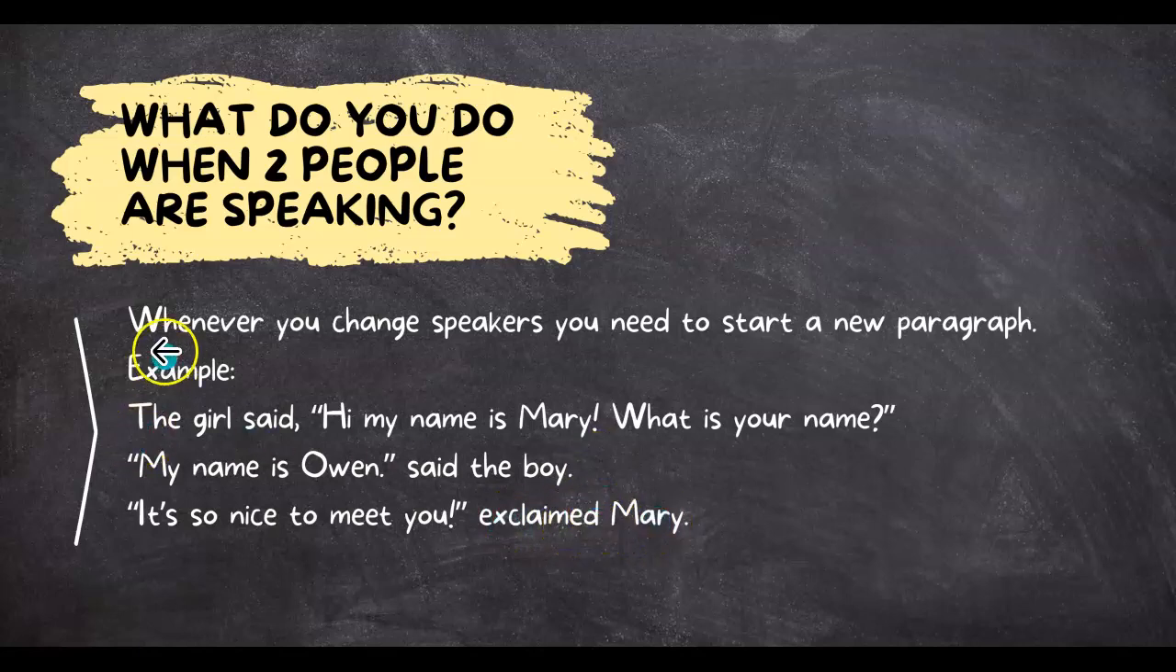So notice how each time that they speak, it is a new paragraph, it is on a new line. And this is what you need to do so you can differentiate who is speaking and you don't get it mixed up and confused. So I hope you all learned what quotation marks are and how to use them properly in your writing.